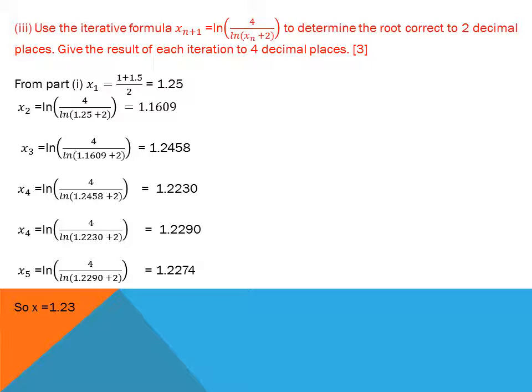I have found that there is repetition. x4 is equal to 1.2230, x5 is equal to 1.2290 and x6 is equal to 1.2274. I see that there are two or three repetitions. So finally I find the value 1.23, rounding off the 9 and 7.